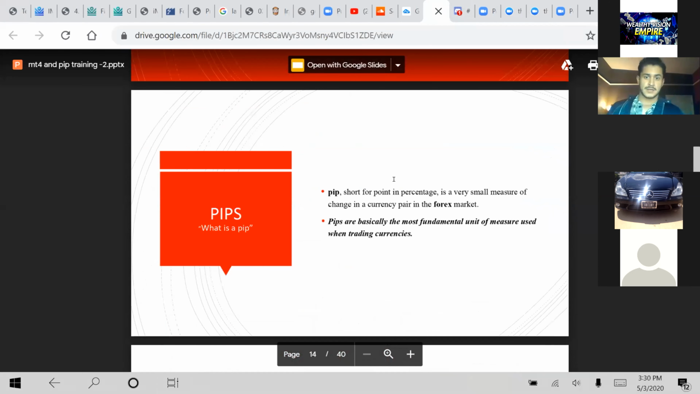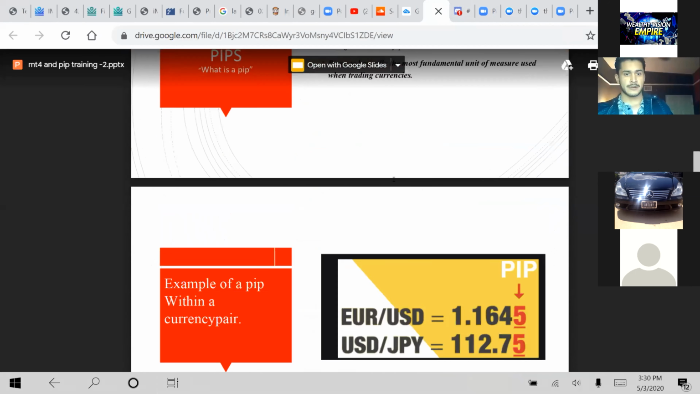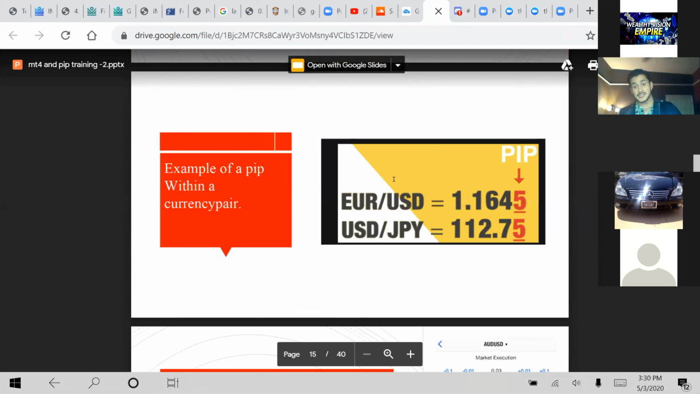All right, guys. So we're going to be talking about pips first. What is a pip, guys? Pip is short for percentage in point, which is a very small measure of change in a currency pair in the Forex market, right? And so pips are basically the most fundamental unit of measure used when trading currencies. All right, and as you can see here, you have your major pair actually, because as you guys know, any pair with the US dollar is considered a major pair.